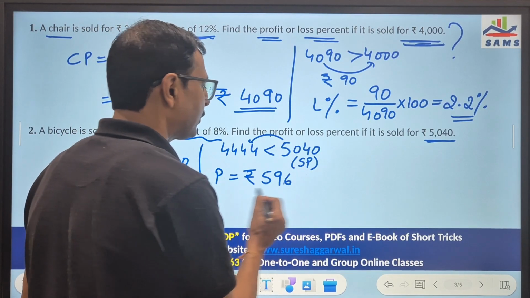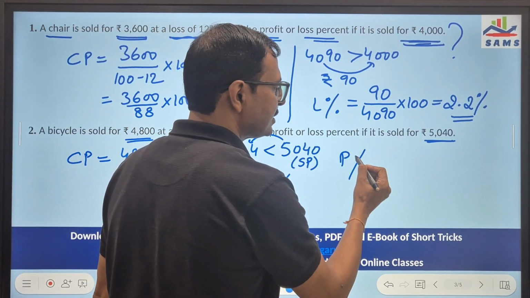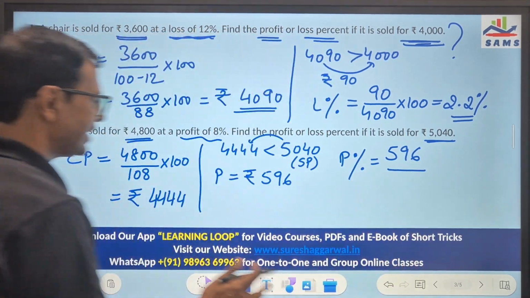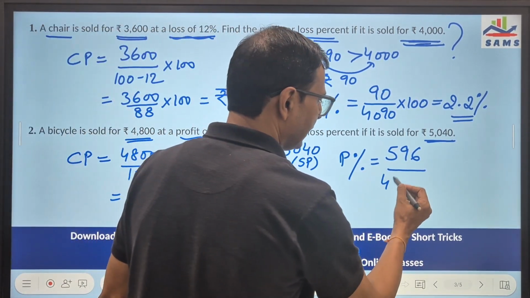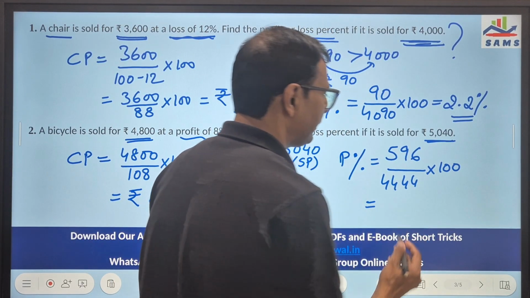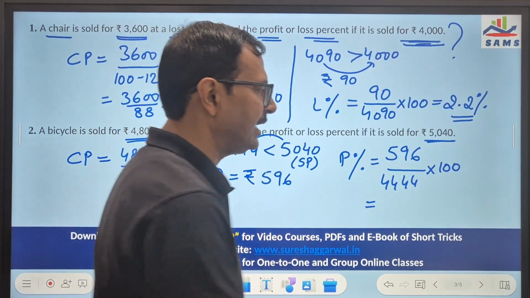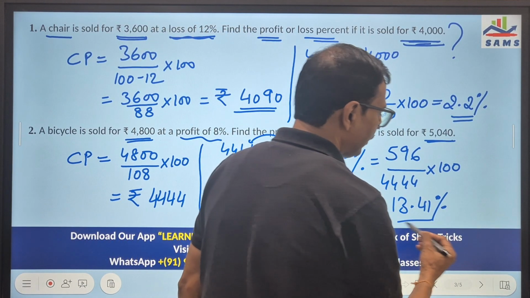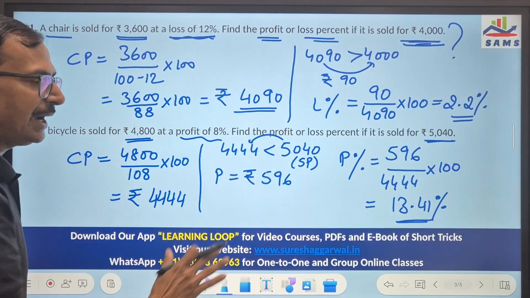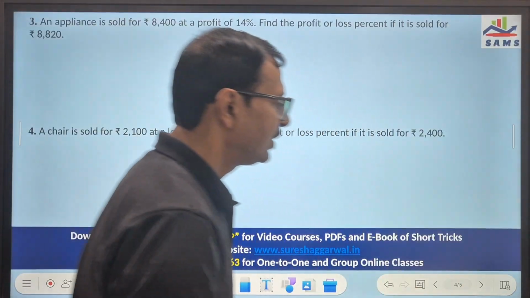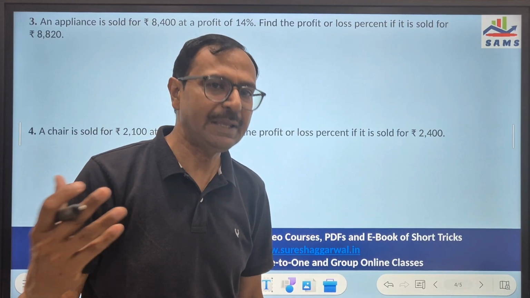596 rupees profit. To find the profit percent, take the profit 596 divided by the cost price 4444 and multiply the result by 100. You will get the final profit percent, and this comes out to be 13.41% profit. Now you can see we are consuming less time and we are becoming more efficient. So as you solve more problems, your timing obviously will improve.